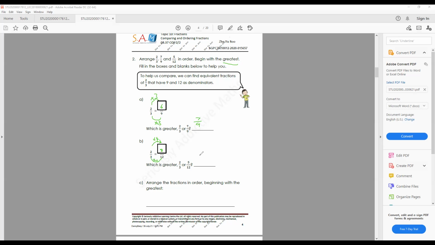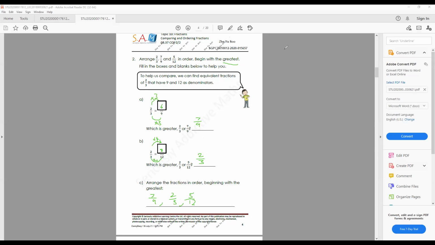8 out of 12, right? Which is 2/3. So can you arrange the fractions in order now? We know that 7 out of 9 is greater than 2/3. So obviously 7 out of 9 is the greatest, followed by 2/3, followed by 5 out of 12. Easy?